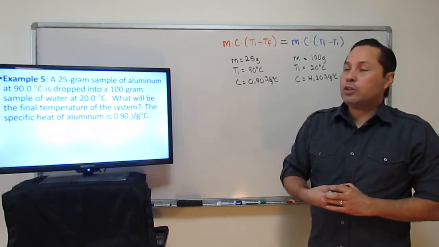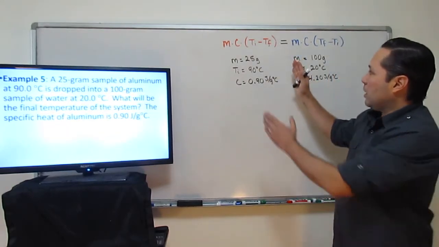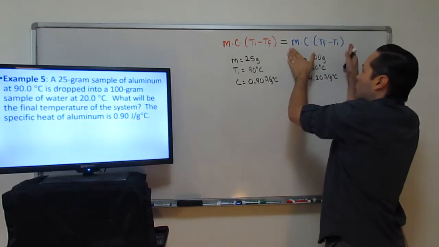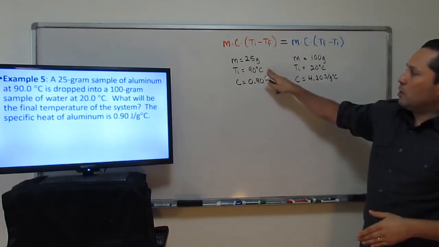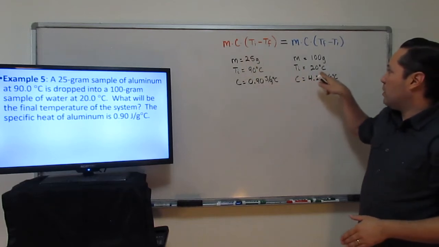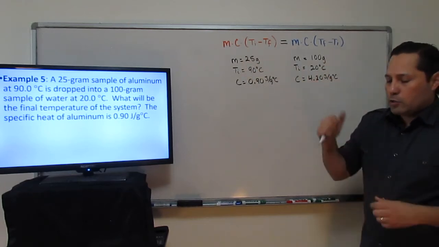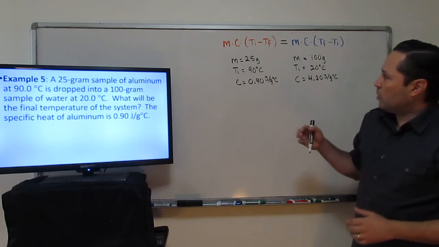Let's substitute all these values into the formula. All of this information for the metal goes on the left. Information for the water goes on the right. Again, the metal was hotter, and that's why it goes on the left. The water was cooler at 20 degrees. That's why it goes on the right. So let's plug them in and solve.